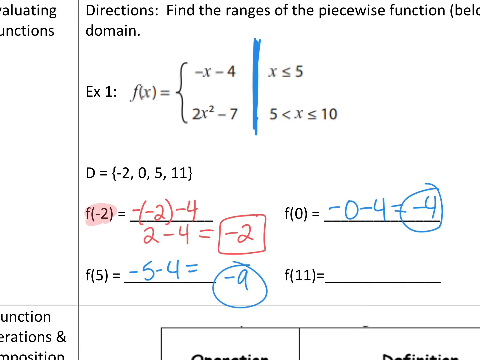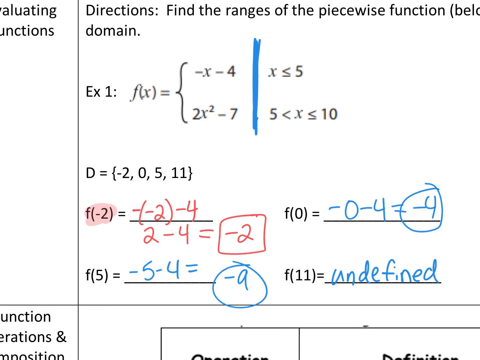And then last but not least, f of 11. Which piece is that going to go in? It's not going to go in either, right? It's not defined. What do we say if something's not defined? Undefined. Good. So that would be undefined. Anytime there's a value that does not exist in that domain, that just means it's undefined. It's not going to be on that graph. Any questions on that?